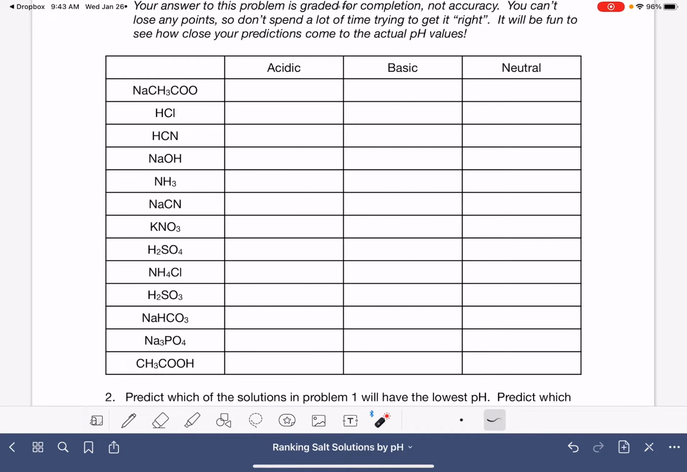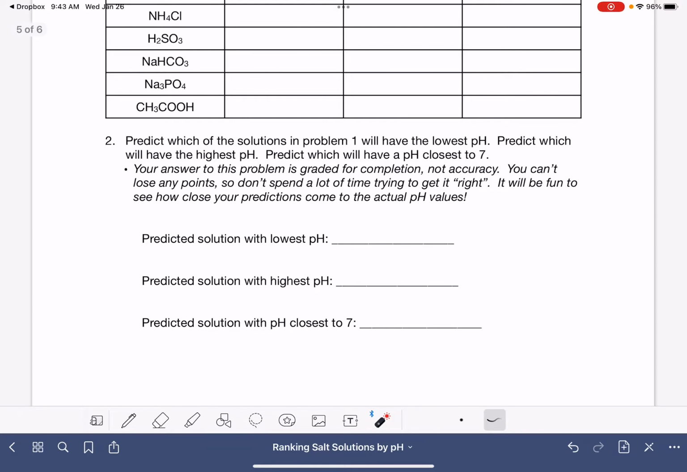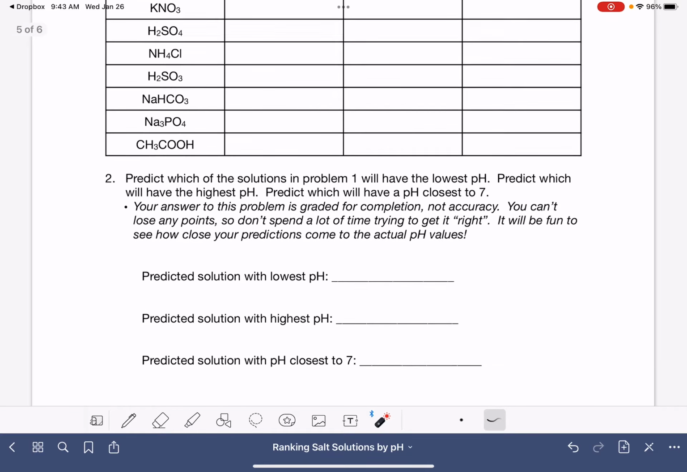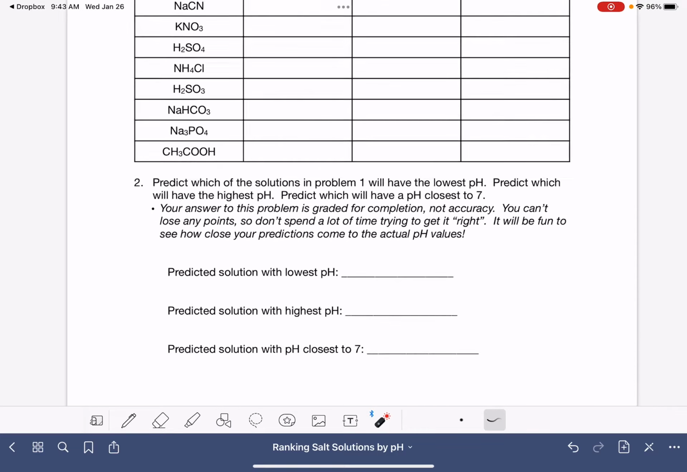If you think it's basic, you'll mark that box. And if you think it's neutral, you'll mark this box. So for each row, you're just going to be selecting one of these three boxes. Then in addition to making those rankings, you are also going to predict which of these substances has the lowest pH. Which one is going to be the most acidic? You'll predict which one has the highest pH, the one that's the most basic, and which one will have the pH closest to 7, the one that's going to be closest to neutral.